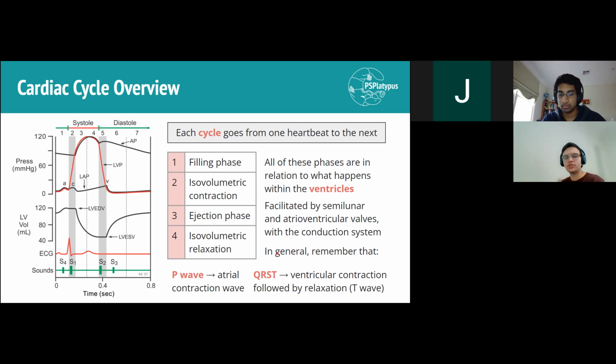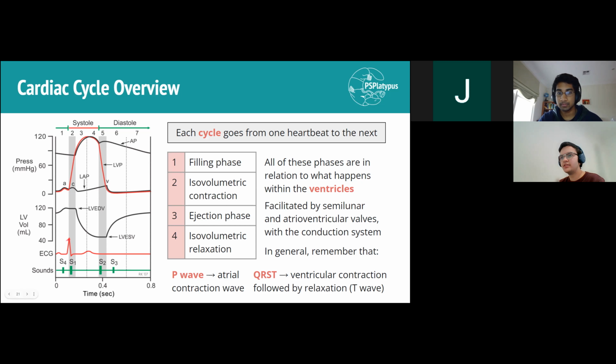In general, just as a summary before we go into the next couple of slides, remember the P wave of an ECG. Maybe I'll show you over here. So this is what a typical ECG waveform looks like. This little bump at the beginning is called the P wave, and that's mostly to do with the atrium. That's when the atria contract, and then it goes back down because it's stopped contracting.